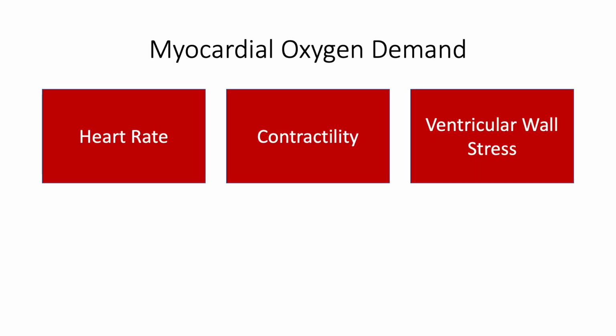So we've talked about myocardial oxygen supply, which is mostly coronary blood flow. Now let's talk about myocardial oxygen demand, and you'll remember that that's determined by heart rate, contractility, and ventricular wall stress. So it makes sense with heart rate that if you have more beats, you're going to use up more ATP, so you're going to consume more oxygen. So increasing heart rate will increase myocardial oxygen demand.